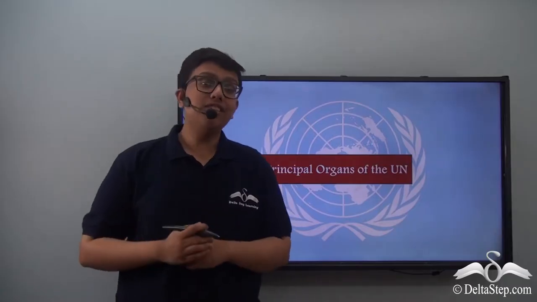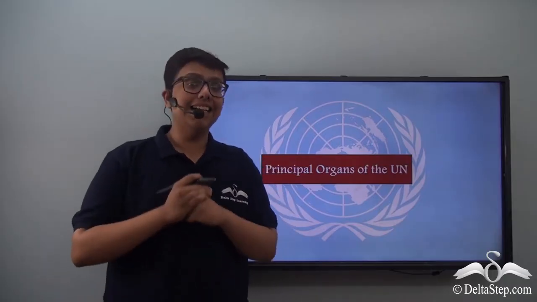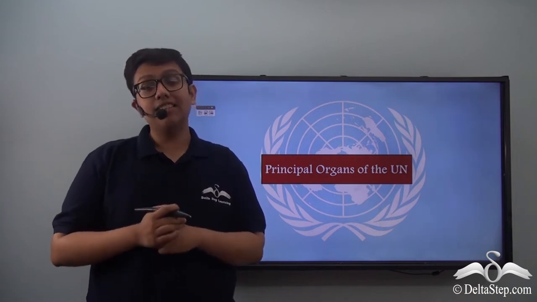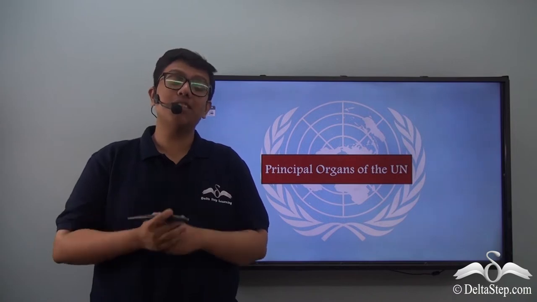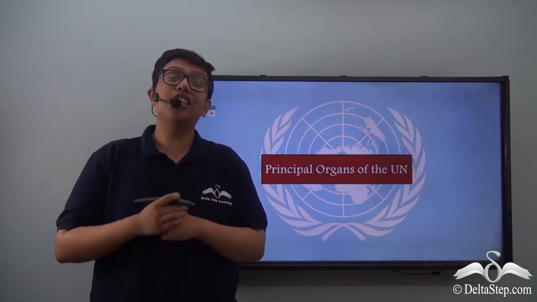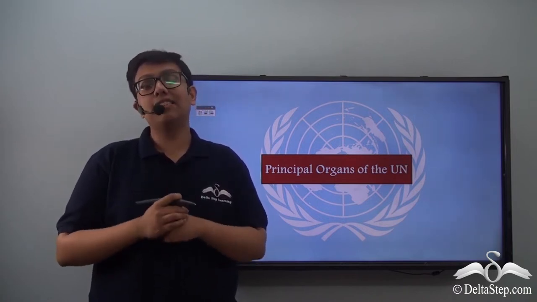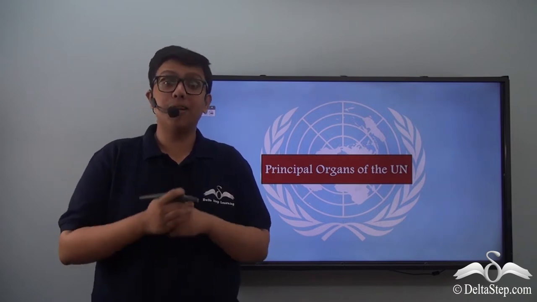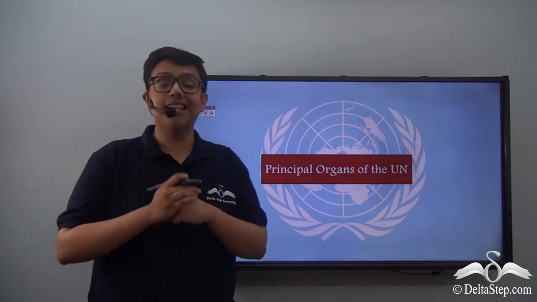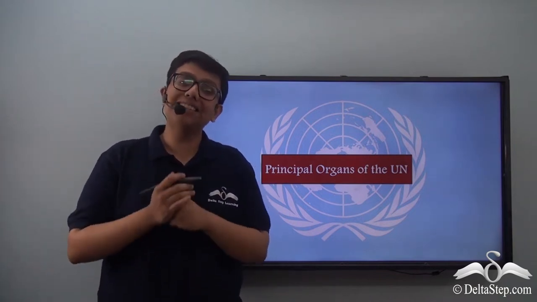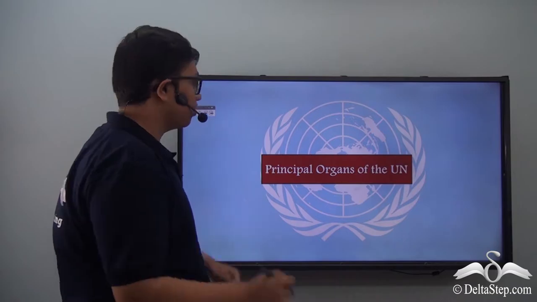Till now, we saw the structure of the United Nations in detail. We understood the reason behind its formation, and we also saw what its objectives, aims, and achievements are. Now we have to understand how the United Nations operates, and it is through its principal organs. And therefore, in this lesson, let's look at these principal organs of the United Nations.